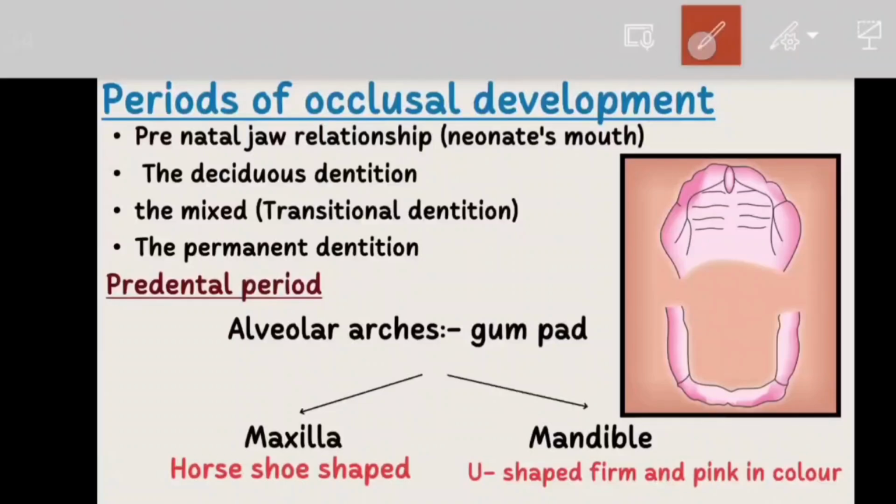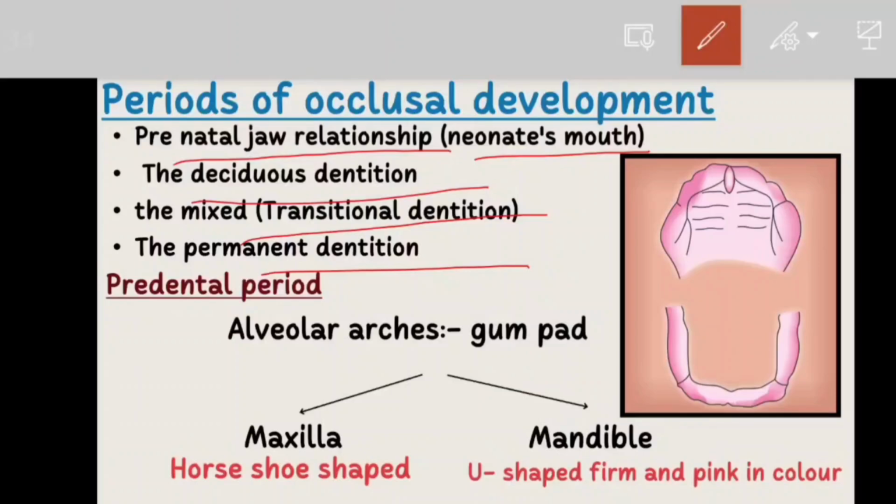Now we see the periods of occlusal development. There are mainly 4 periods. The first one is the prenatal jaw relationship, that is the neonate mouth. Second one is the deciduous dentition. Third one is the mixed dentition, that is the transitional dentition. And fourth one is the permanent dentition. So first we will see the prenatal period.